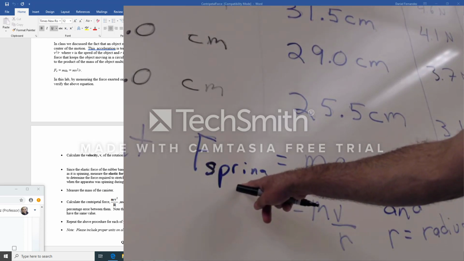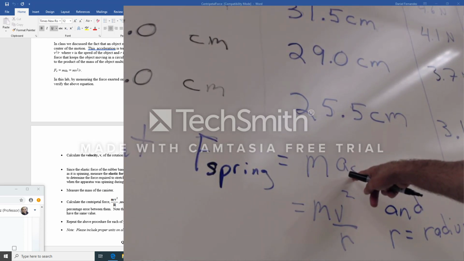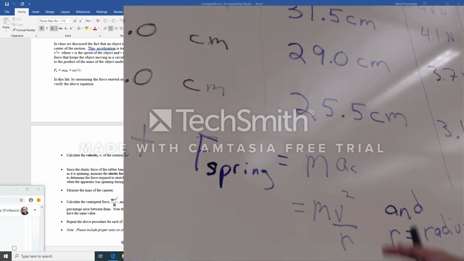This net force, this force of the spring, since that's the only force, it has to be equal to the mass times the acceleration. But since it's an object moving in a constant circular motion, the acceleration should be the speed squared divided by the radius. And we know what the radius is. Those are the measurements we took, the 40.5 centimeters, the 37.5 centimeters, the 34 centimeters, or the 31 centimeters. Those are those distances we measured.